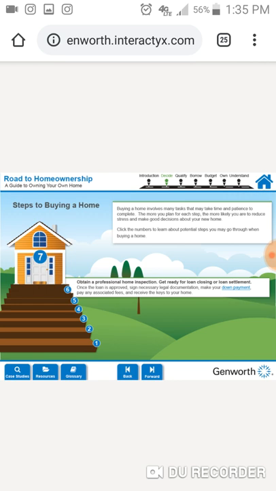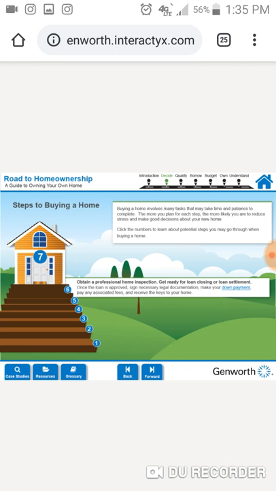Steps to buying a home. Buying a home involves many tasks that may take time and patience to complete. The more you plan for each step, the more likely you are to reduce stress and make good decisions about your new home. Click the numbers to learn about potential steps you may go through when buying a home.